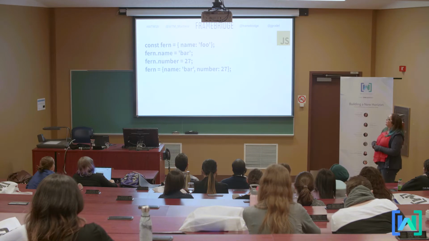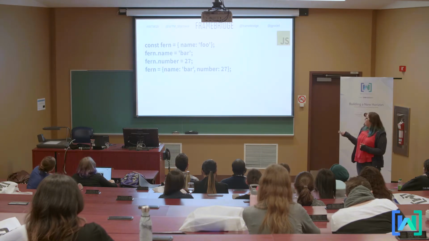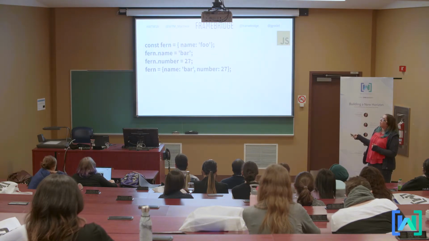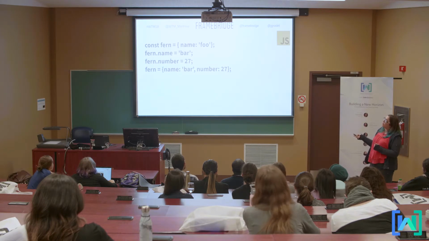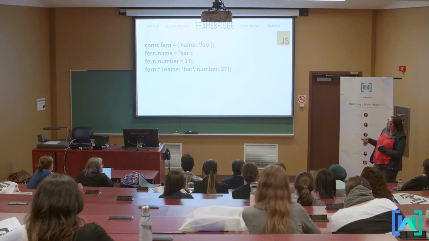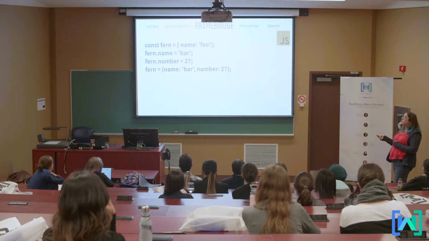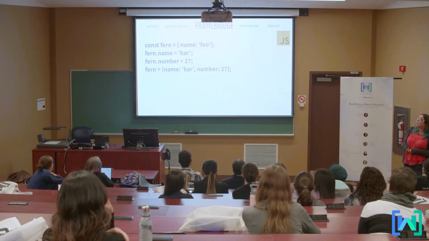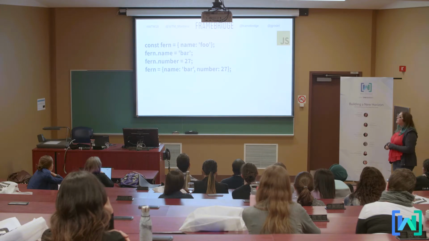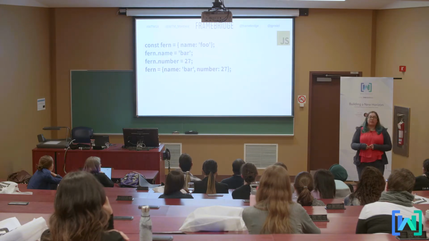Here's an object. So we have const fern, and I am going to set it up as an object with one property, a name of foo. I can then go in and change that name from foo to bar. I can add another property, the number 27. And all of this is OK.